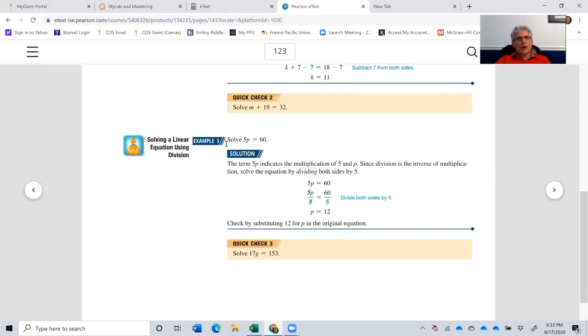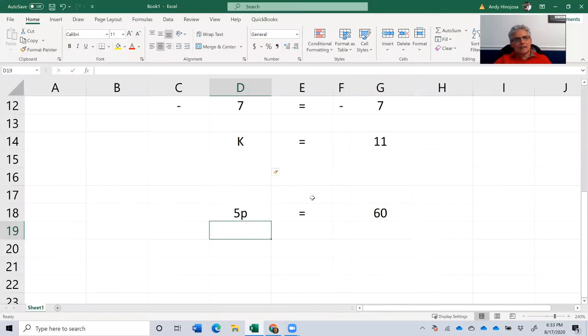Moving on to the next problem, solve 5p equals 60. Well, what are we going to do? Again, we want to isolate the unknown variable. In this case, the unknown variable is p. So to isolate the p, we simply have to divide it by 5.